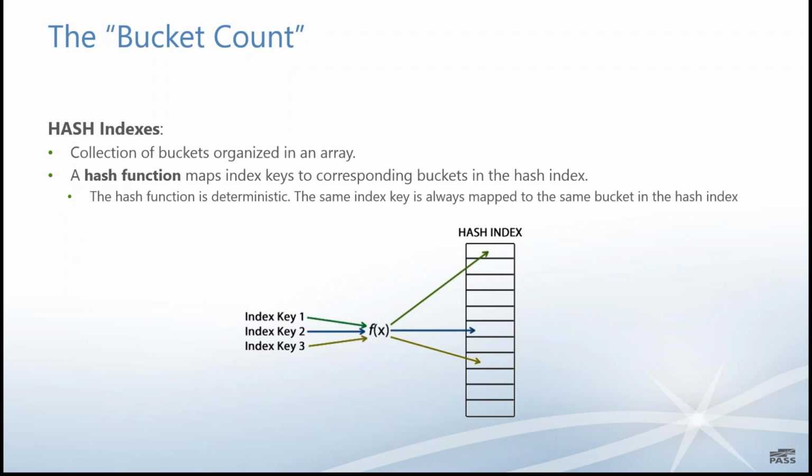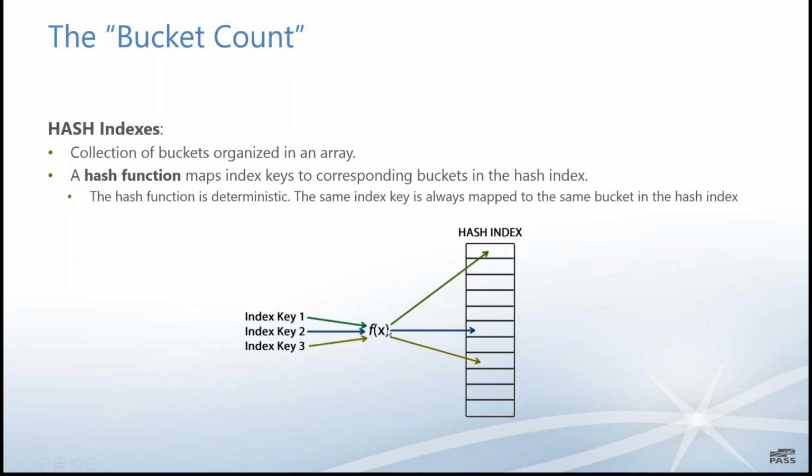I'm going to talk here about the hash index, not about the range index, because this problem with the bucket count is applicable only to hash indexes. So what is a hash index? A hash index is a collection of buckets organized in an array. You can see in the picture here, this is kind of an array.